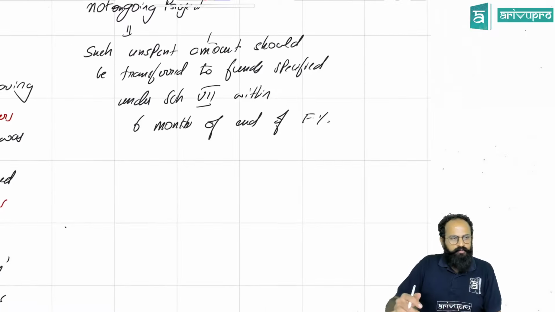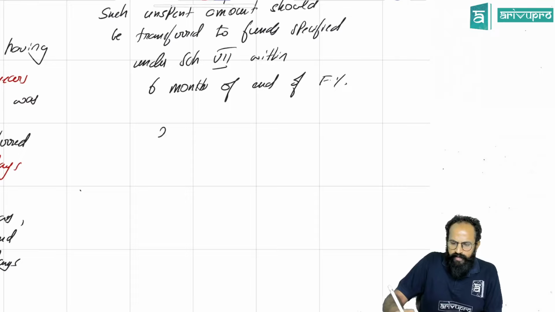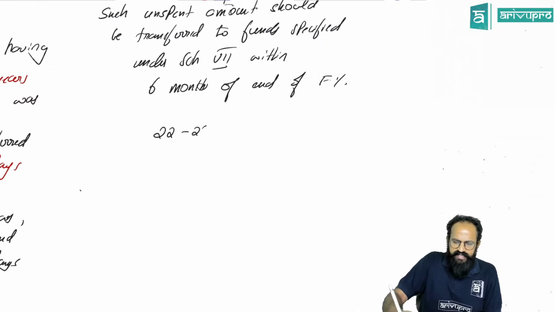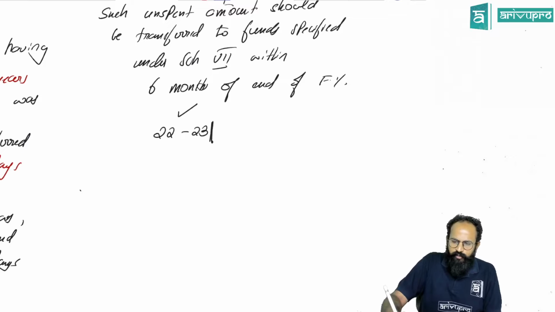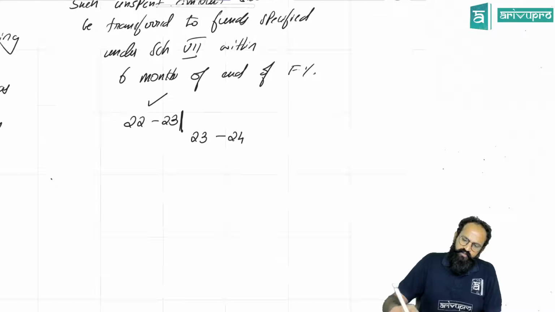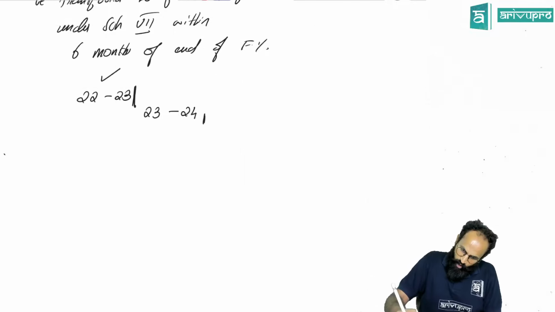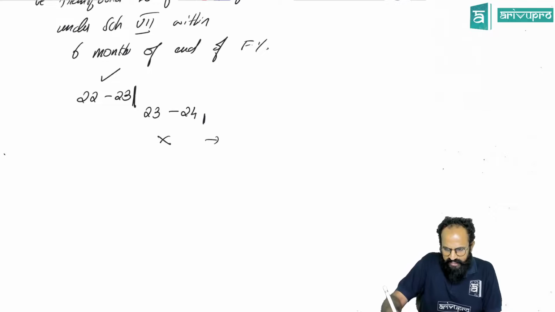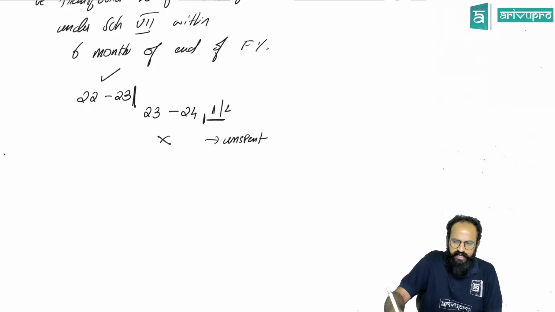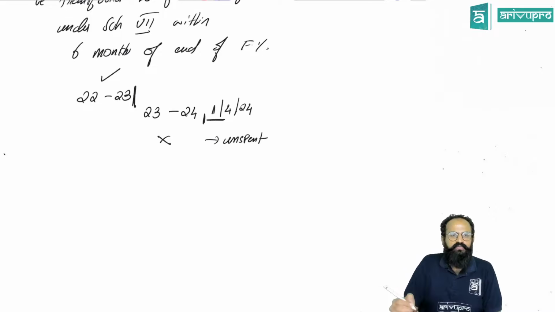So what do you mean by this, people? Imagine for 22-23 CSR is applicable. I have to spend this money in 23-24, correct? In 23-24, imagine I have not spent the entire CSR. Whatever is the unspent, the 6 months starts from here. That 6 months is from 1st April 2024. So from here 6 months starts.